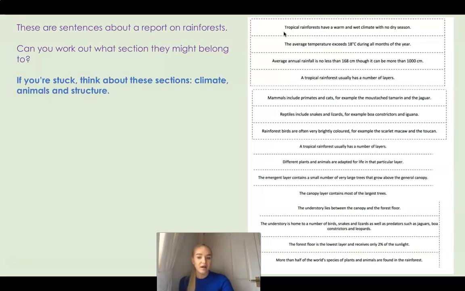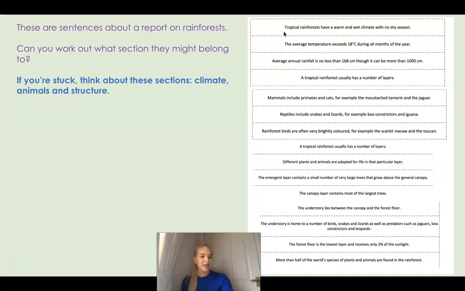Now, if you are stuck, I will give you the 3 subheadings. So some of you might be thinking, oh, I'm still a bit stuck. So you can use the subheadings of climate, animals, and the structure of the rainforest. Those are your 3 subheadings that you are going to use today. So that might help you now. So can you now pause the video again? Have a go if you can now put these sentences into the different sections for their subheadings, ready for this report to be organised in a wonderful way. Pause the video again, please, and have a go.